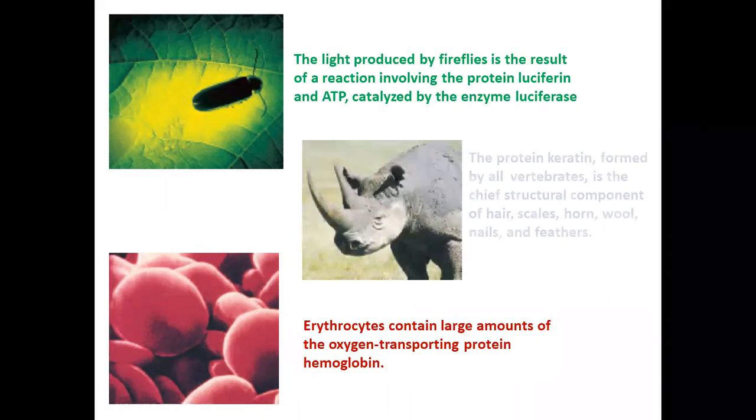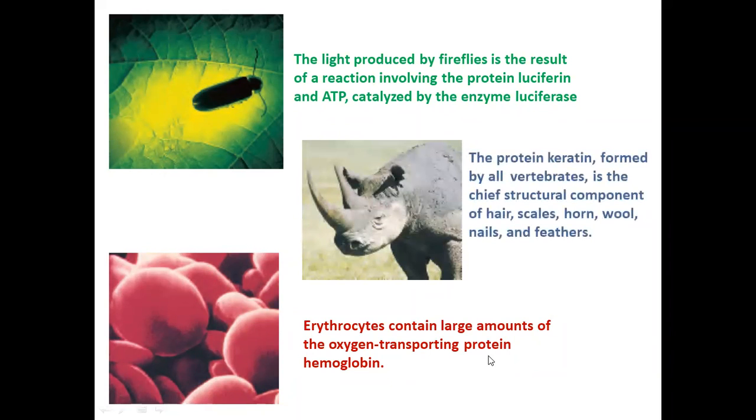And this naman is the protein keratin, kaning horns formed by all the vertebrates. It is a chief structural component of hair, scales, horns, wools, nails, feathers. Kaya sa inyong mga nails, no? Those are examples of proteins. No? The one that makes your hair beautiful and longer is also because of the protein keratin. Feathers also are proteins. No?